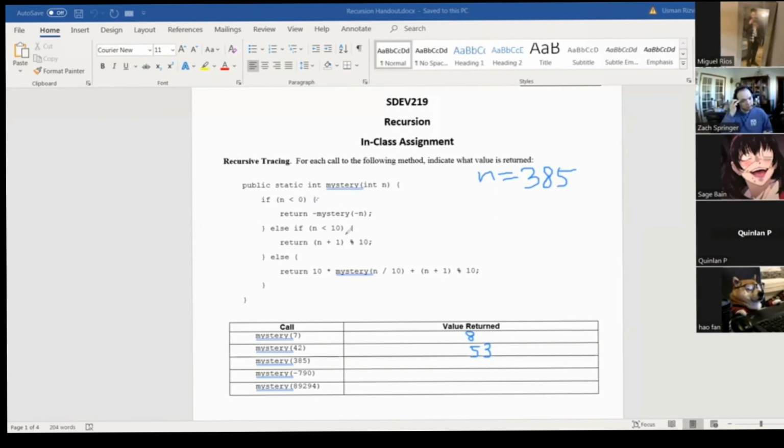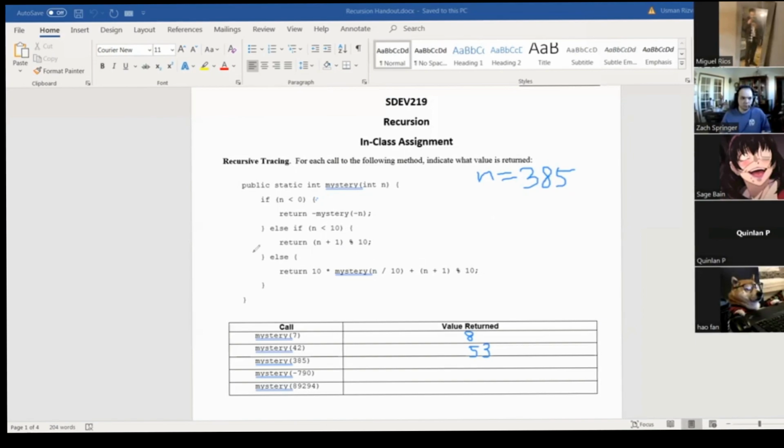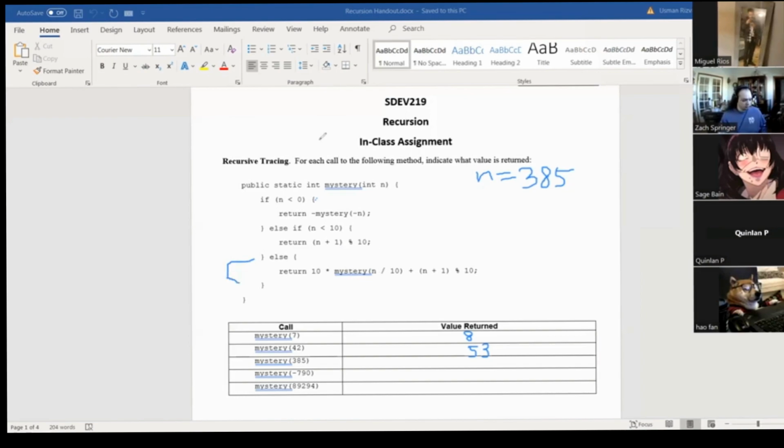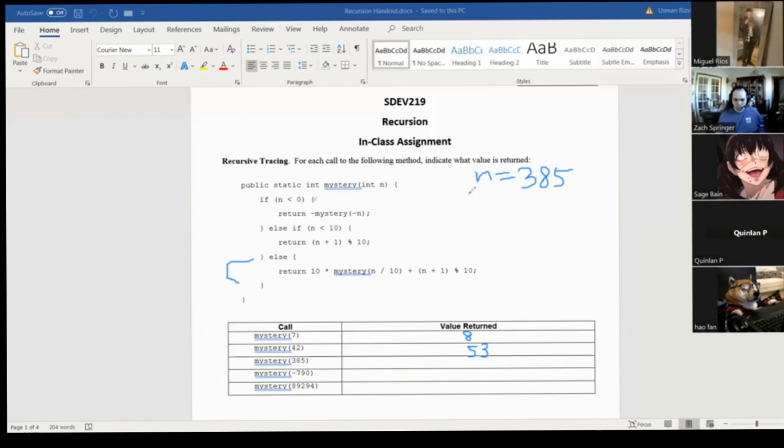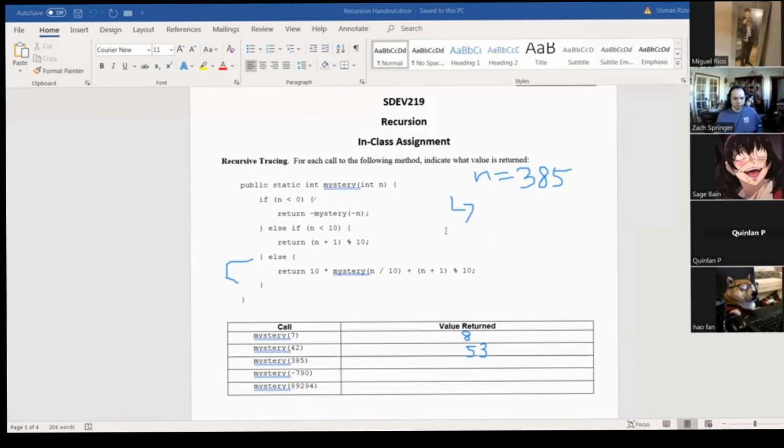We won't go in there. 385 is not less than 10, so we won't go in there either. Then the only thing left is the else part. We go inside here, and this is the recursive case. In this recursive case, n is equal to 385, and we have this equation that we need to solve.